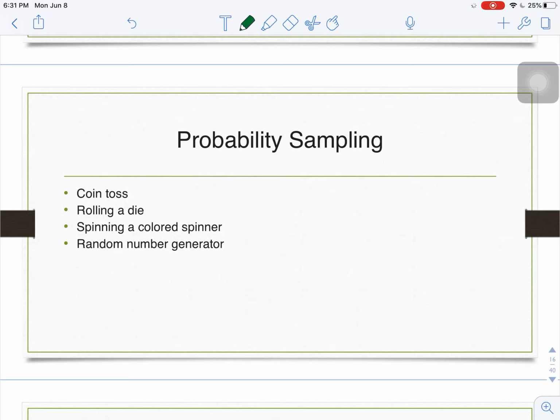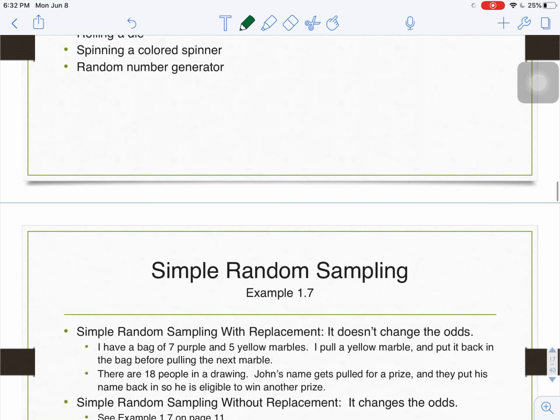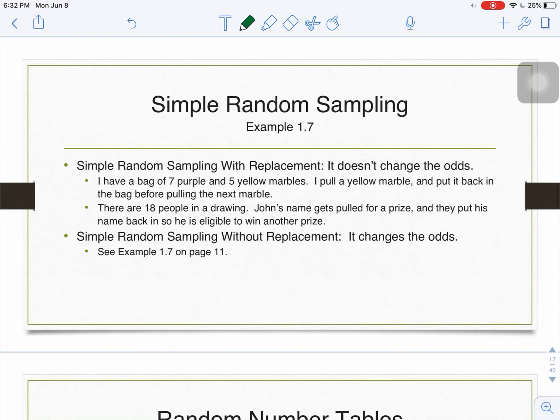When we get to chapter 5, we're going to be talking about probability sampling. With probability sampling, you're talking about a coin toss, rolling a die, spinning a color, random number generators. So that's going to be more about probability, where we talk more specifically about dealing a deck of cards or picking out a certain kind of M&M, but it's all probability.